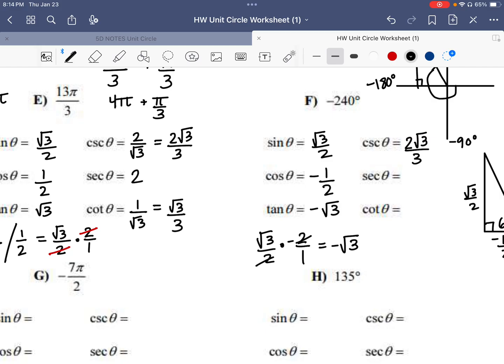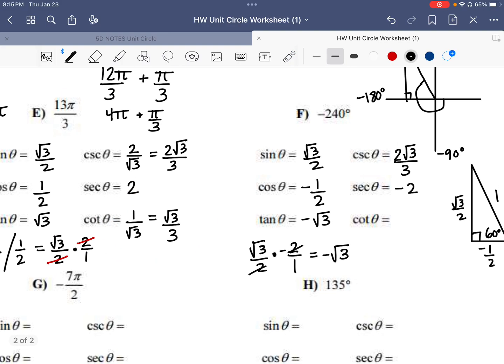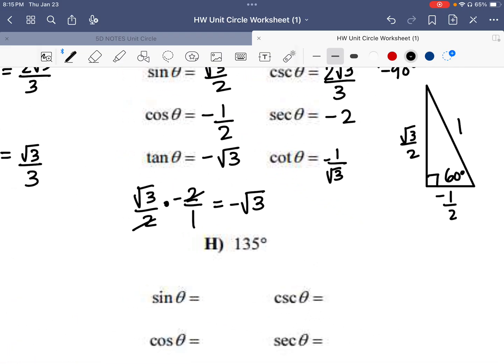Secant, if I take the reciprocal, that is negative 2 over 1, which is negative 2. And the cotangent is going to be similar to what we did here. It's going to be negative 1 over the square root of 3, which simplifies to negative square root of 3 over 3.